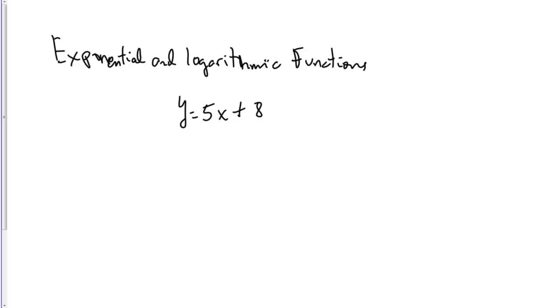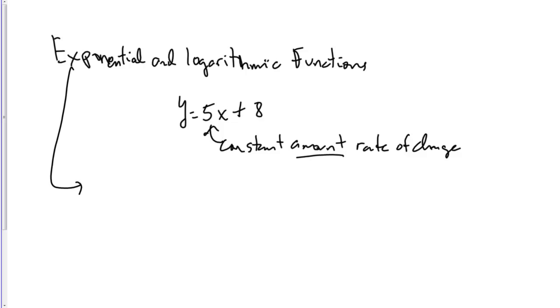Well, that's a linear function where we have a constant rate of change. Exponential functions, though, are those where it's a constant percentage rate of change here. So we would be talking about prices going up by, say, not $5 per hour here, but by 5% per hour.